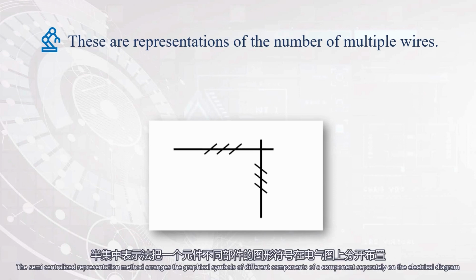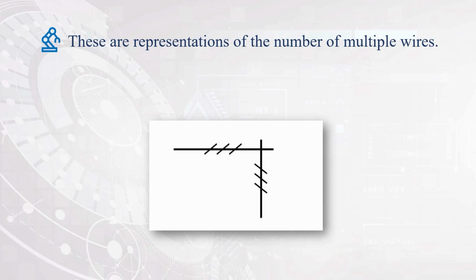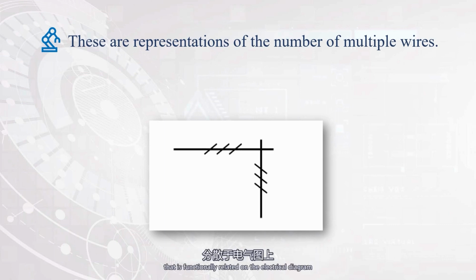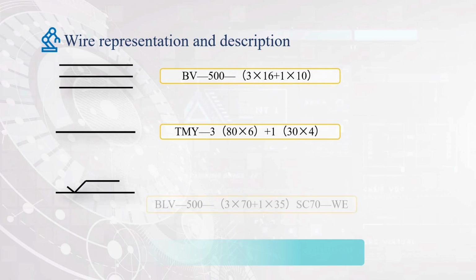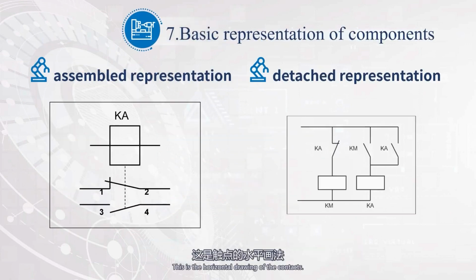The semi-centralized representation method arranges the graphical symbols of different components of a component separately on the electrical diagram and connects the components belonging to the same component through dashed lines. The separate representation method disperses the symbols of each component that is functionally related on the electrical diagram, and each part is represented by the same project code of the component. This is the vertical drawing of the contacts. This is the horizontal drawing of the contacts.